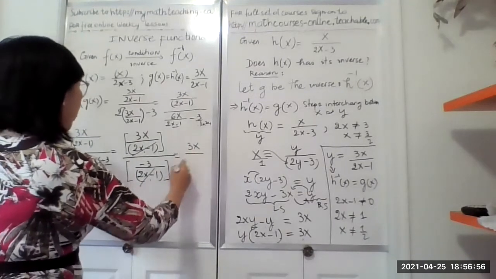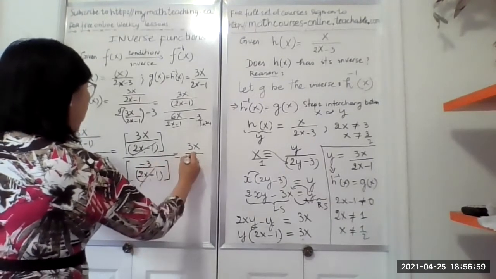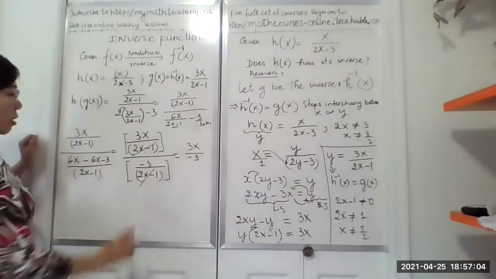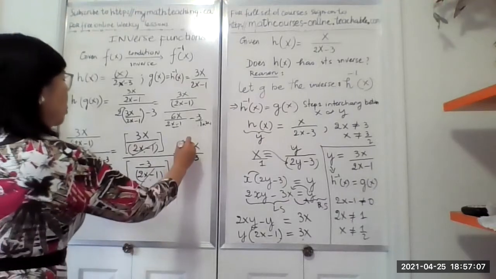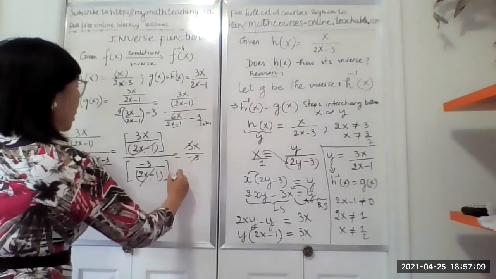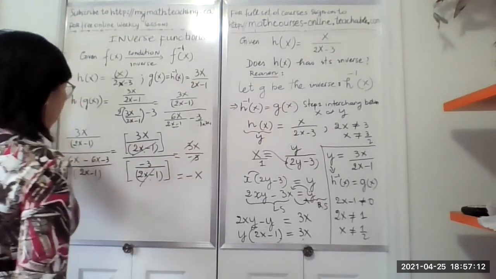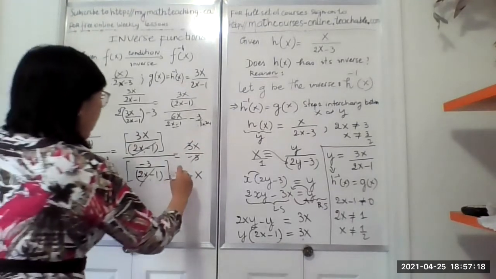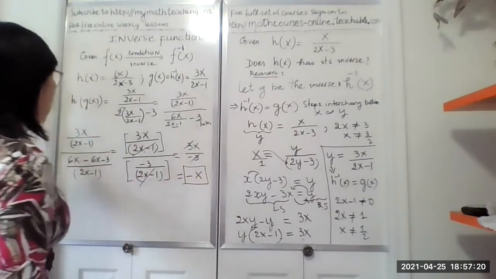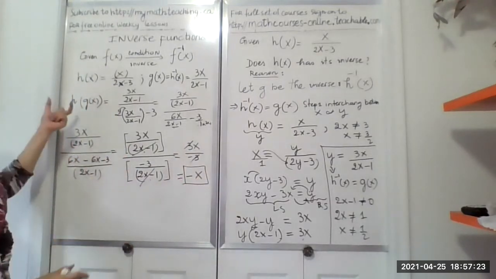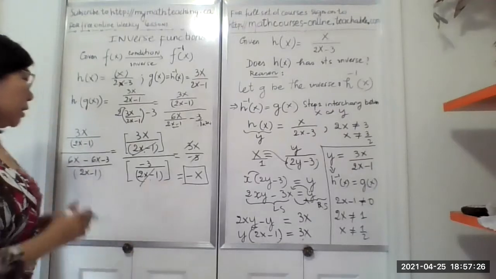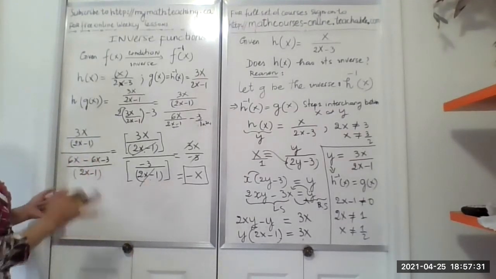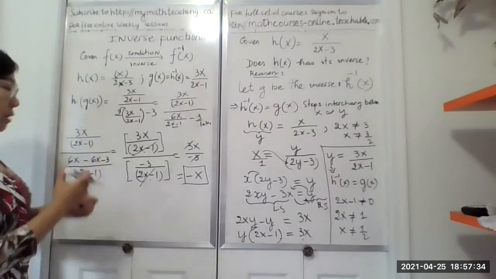Yeah, 3x on the top over minus 3 at the bottom. Because this is gone, right? So the 3 will cancel with the 3, and this will equal minus x. Now, I'm not sure if the signs are right, just leave it for now. So this is equal to minus x. So after we do the composite function of h of g of x, we got this answer. Now, we're going to do the opposite and see if we get the same answer or not, right?